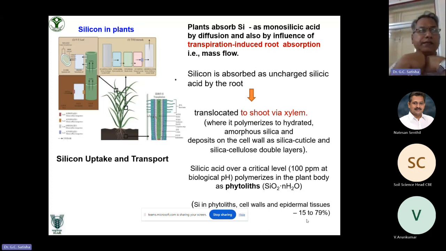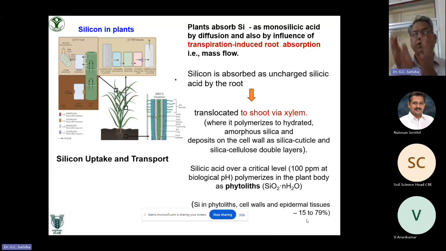Suppose we apply silica to the soil. It should be soluble in nature, and it is available only in the monosilicic form. So it is absorbed and transported by diffusion as a nutrient, or maybe by mass flow. Two processes take place here. When silica is absorbed into the root system, it gets concentrated into the shoot system via the xylem.